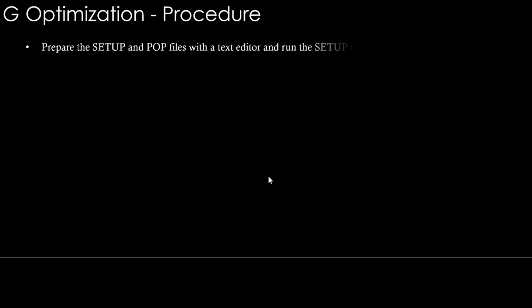Now a step-by-step procedure is here. This is known to you. Prepare the setup file and pop file with a text editor and run the setup file. So this part we have been discussing. The setup file we have not shown until now. A couple of entries on how to make the pop file, we discussed in the last class. The setup file I will show you today.